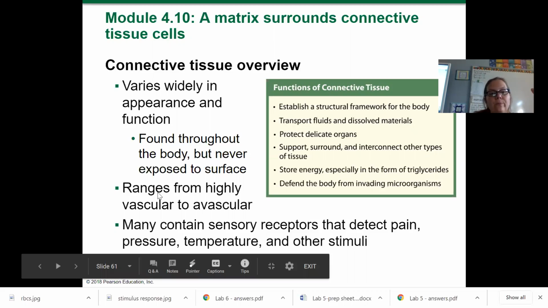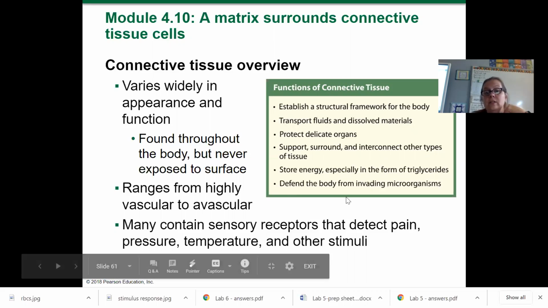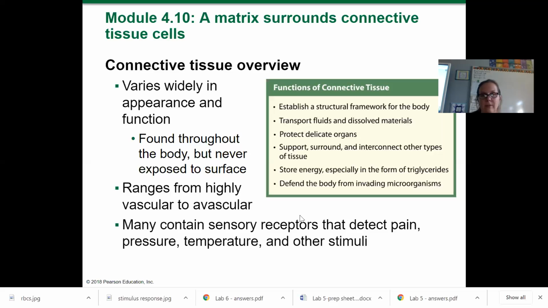So connective tissue can have a very structural function. It can transport fluids and materials. It can protect organs. It can interconnect to other types of tissues, store energy, or defend from microorganisms. Some connective tissues also have sensory receptors that detect different senses, different stimuli, I should say.